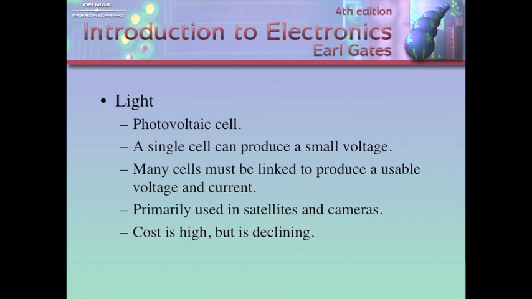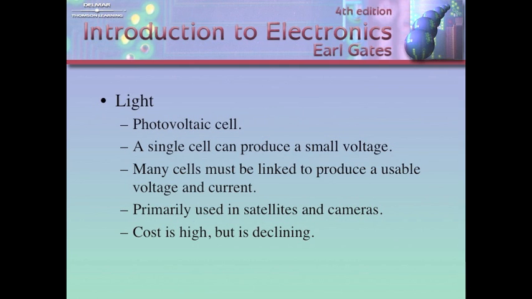Light is a method used for producing voltage. This is how we produce it through what is known as photovoltaic action. Photovoltaic cell, solar cell. This is another piece of technology that's being dusted off lately because of energy costs skyrocketing. A single cell can produce a very small voltage. Many cells can be linked to produce a usable voltage and current.